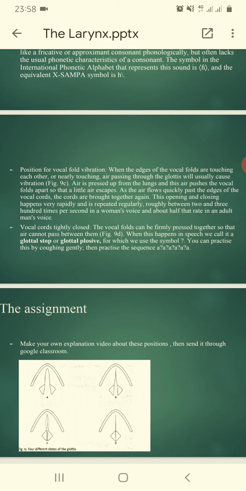When this happens in speech, we call it a glottal stop or glottal plosive, for which we use the symbol. You can practice this by closing gently. Then practice the sequence.